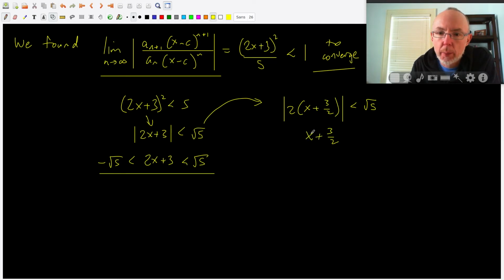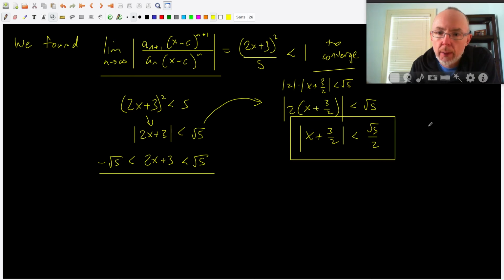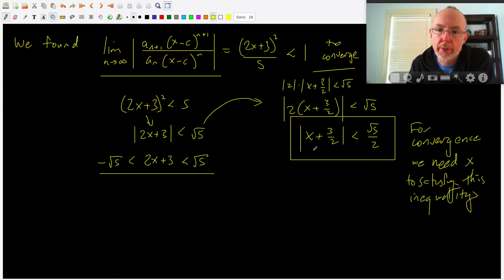So what we end up with is the condition, if I just divide that 2 out, right? Technically, this is the same as the absolute value of 2 times the absolute value of x plus 3 over 2, and that's less than square root of 5. Absolute value of 2 is just 2, and so I can divide it on the other side. There we go. There is our statement for convergence. That's where this series converges, as long as x is in that region. In other words, as long as x satisfies that inequality, the series will converge.